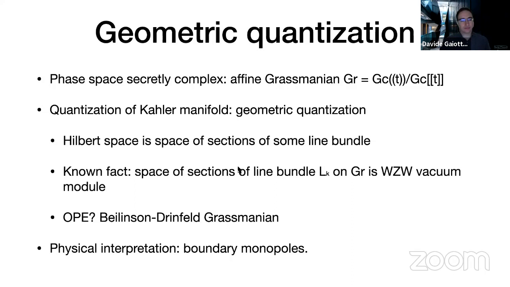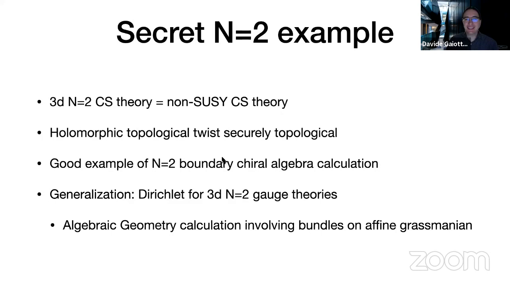Now, this Chern-Simons calculation happens to be secretly an example of a twisted N=2 gauge theory calculation, simply because three-dimensional N=2 Chern-Simons theory is the same as the non-supersymmetric Chern-Simons theory. This was an autocorrect. It was not supposed to be securely, it was supposed to be secretly. Okay, so in this situation, you have a holomorphic-topological twist of this three-dimensional N=2 gauge theory, but it's secretly topological. And if you do the calculation of the boundary chiral algebra for the Dirichlet boundary conditions in this 3D N=2 gauge theory, you find exactly the same calculation as this.